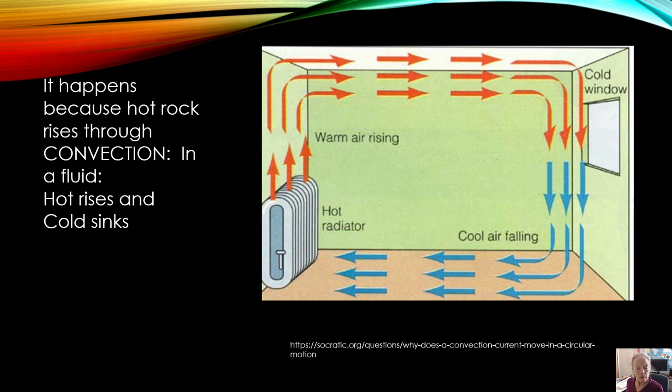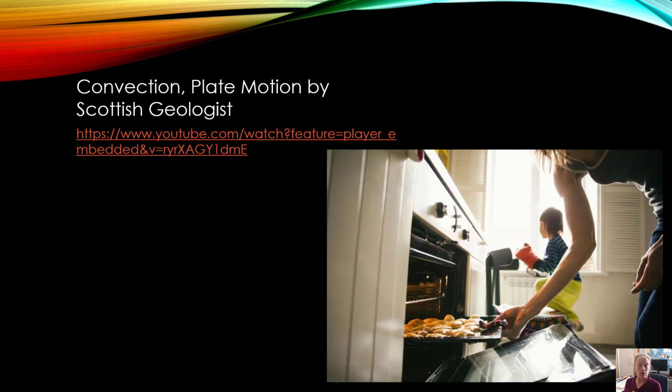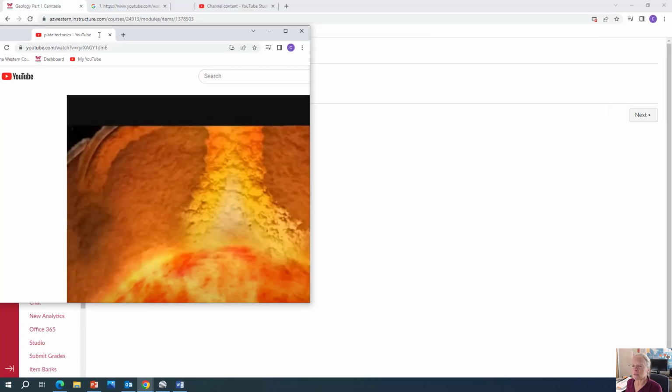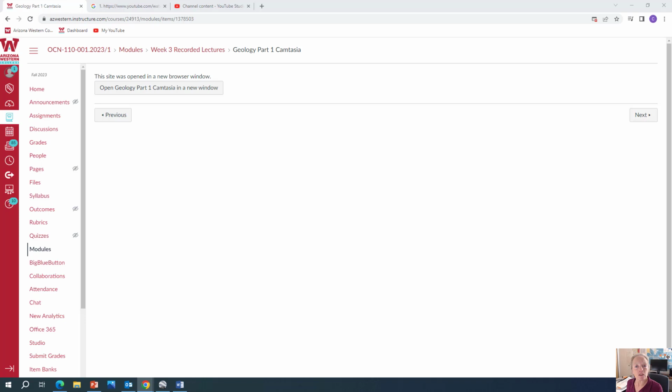Another way to think about it is if you open up an oven, does the hot air rise up into your face, or does it sink down on your feet? And if you open up a refrigerator where the freezer is on top and you open the freezer up, does the cold air rise up to the ceiling, or does it come down on your face? So basically, hot rises and cool sinks. Now, I want to show you this quick little video of what I just said by a very cool Scottish geologist.